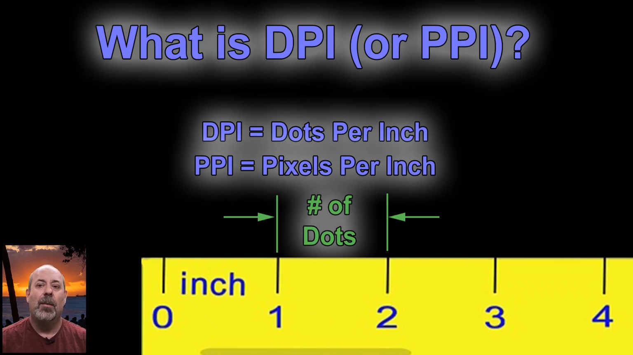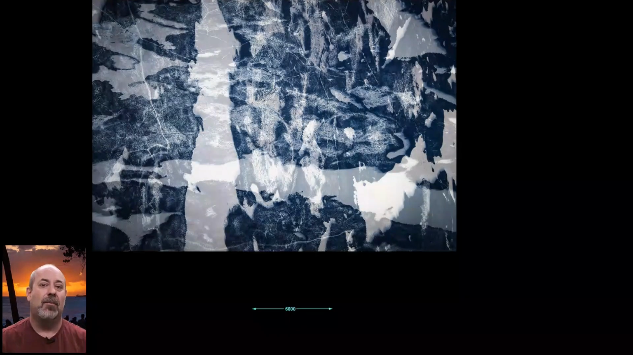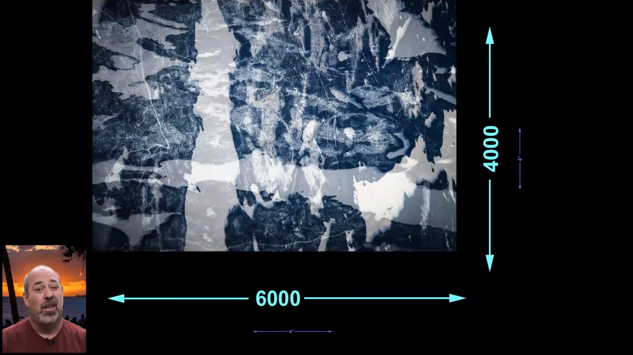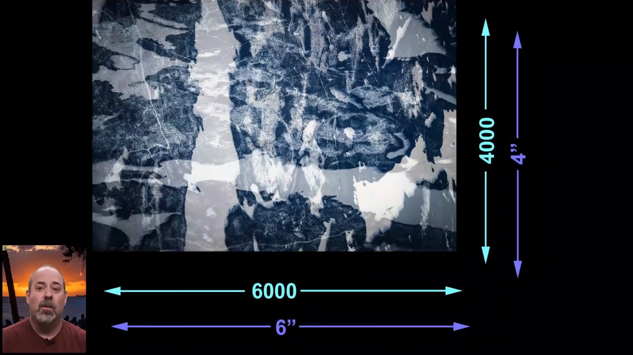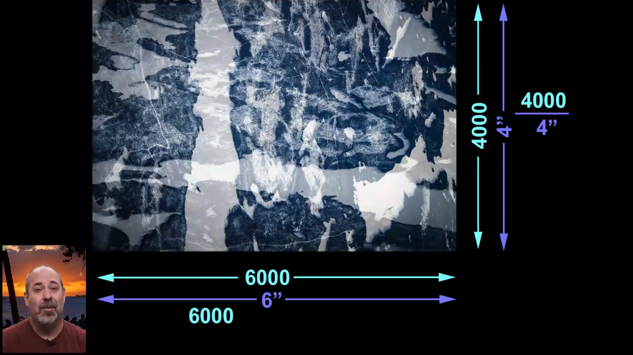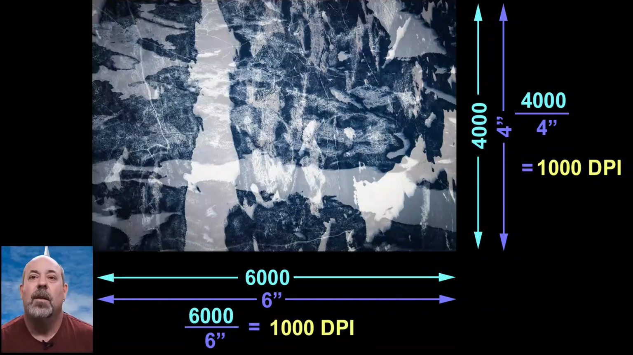If I print an uncropped image from my camera, it has 6,000 by 4,000 pixels. If I print this on a 4 by 6, note that the aspect ratio matches, the result will be 4,000 pixels across 4 vertical inches and 6,000 pixels across 6 horizontal inches. That works out to 1,000 dots per inch.